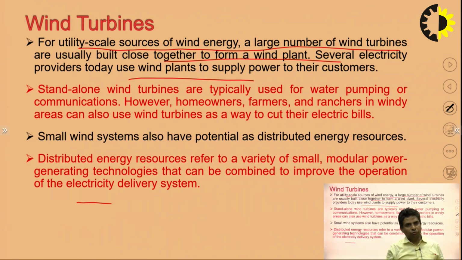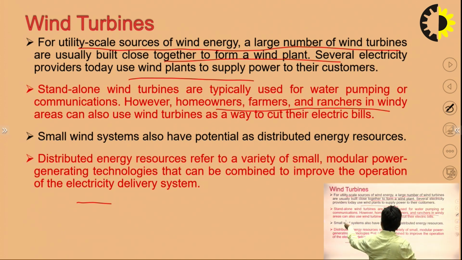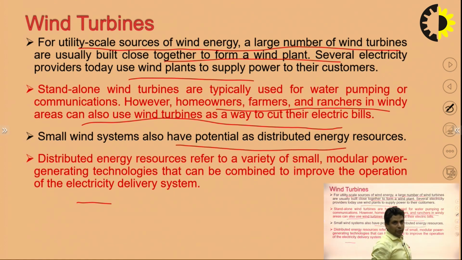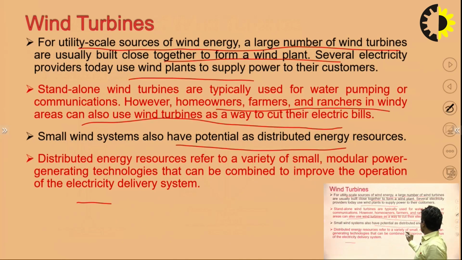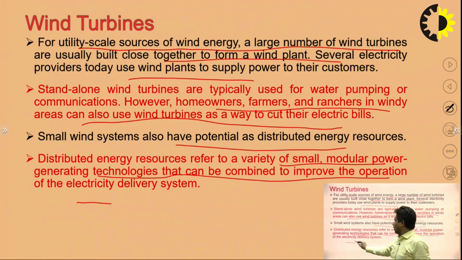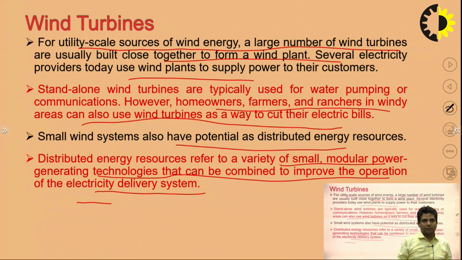Standalone wind turbines are typically used for water pumping or communication purposes. However, homeowners, farmers and ranchers in windy areas also use wind turbines as a way to cut their electricity bills. Small wind turbines also have potential as distributed energy resources. Distributed energy resources refers to a variety of small, modular power generation technologies that can be combined to improve the operation of the electricity delivery system.